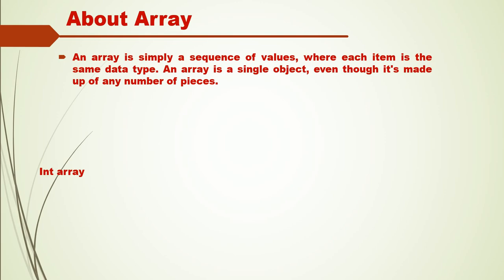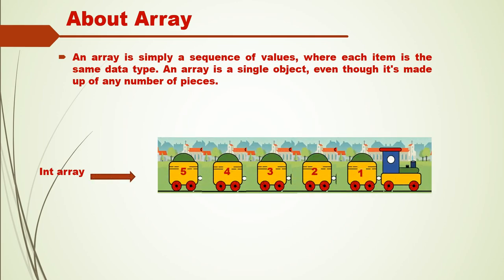Like an integer array. Say in this example, it's a collection of variables which hold integer type values like 1, 2, 3, 4, 5. So it's all collectively known as an array. It holds the similar type of value.